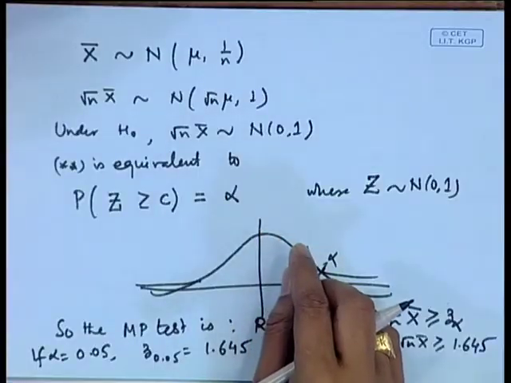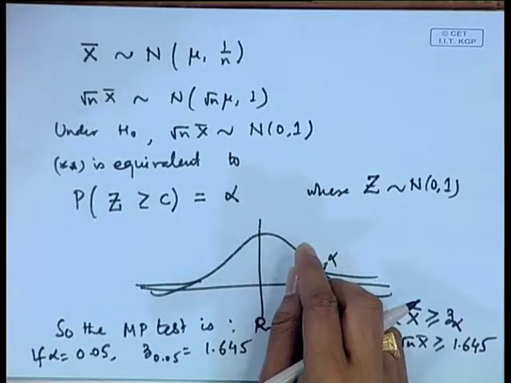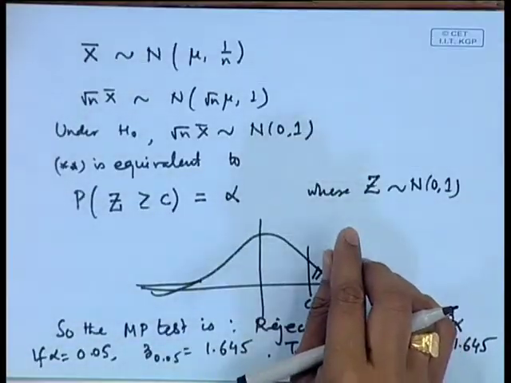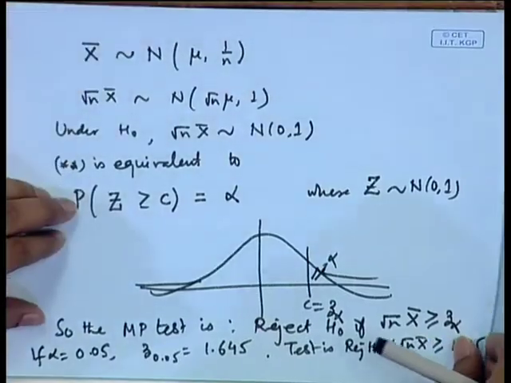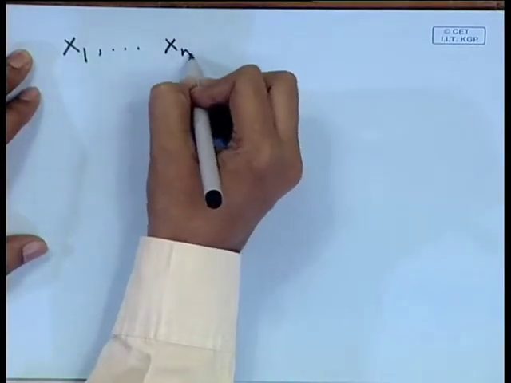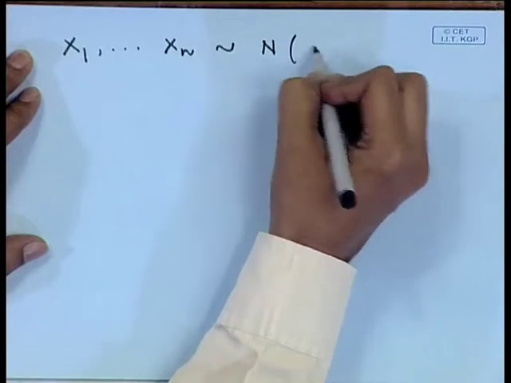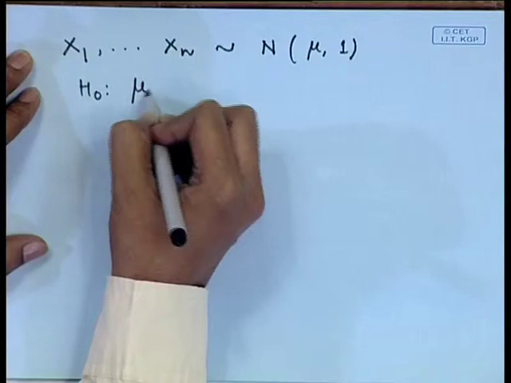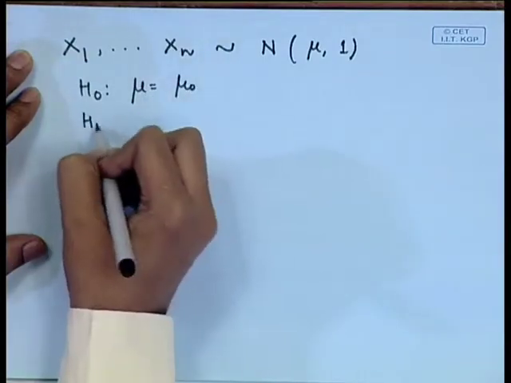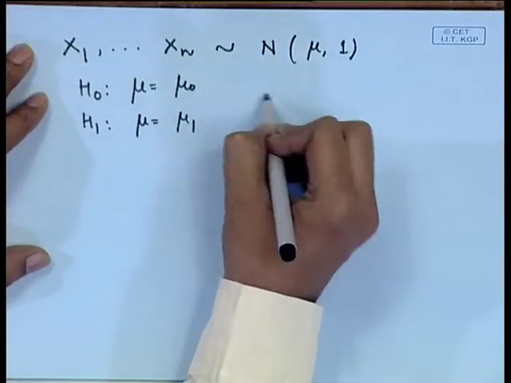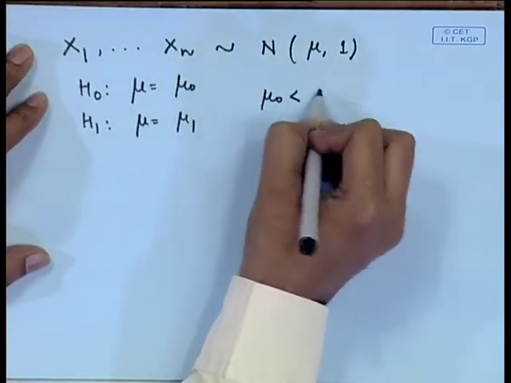So, we may actually consider it in a slightly broader sense. In place of mu is equal to 0 and mu is equal to 1, if we substitute say some values mu naught and mu 1, and then let us see the effect of this. So, now let me generalize this problem. X 1, X 2, ..., X n follows normal mu, 1, and we are testing the hypothesis whether mu is equal to mu naught against H 1: mu is equal to mu 1, where let me take mu naught to be less than mu 1.